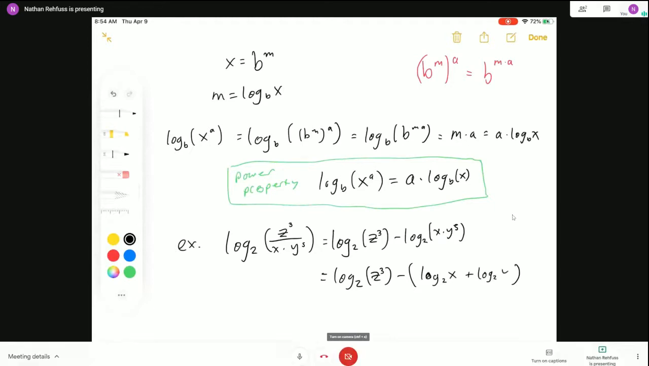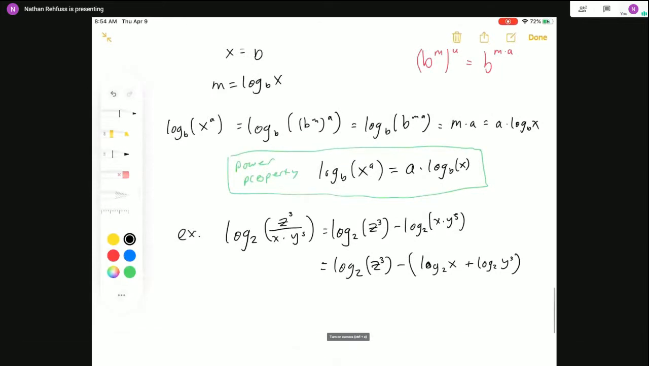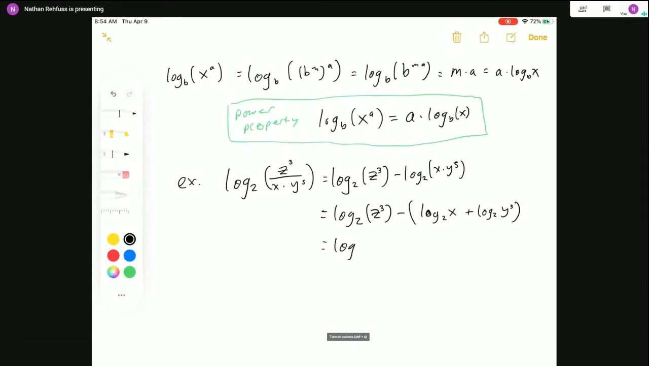And I'm being careful here because I am going to have to distribute this minus sign in a second, but that's more of a technicality than anything. In fact, let me do that right now. This is log base 2 of z cubed minus log base 2 of x minus log base 2 of y to the 5th power.